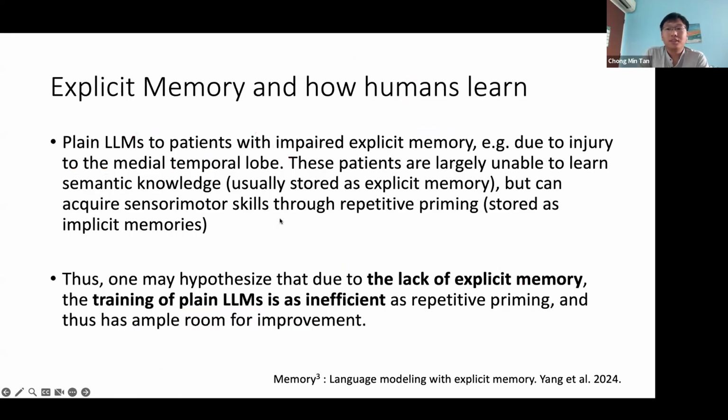So this is in the paper MemoryCube, and they say that for LLMs compared to humans, if you just use LLMs without this kind of explicit memory like the KV cache and so on, it's as though you are dealing with patients with impaired explicit memory, which means that they cannot store knowledge like semantic knowledge, like basically facts. You probably cannot store autobiographical memories and so on.